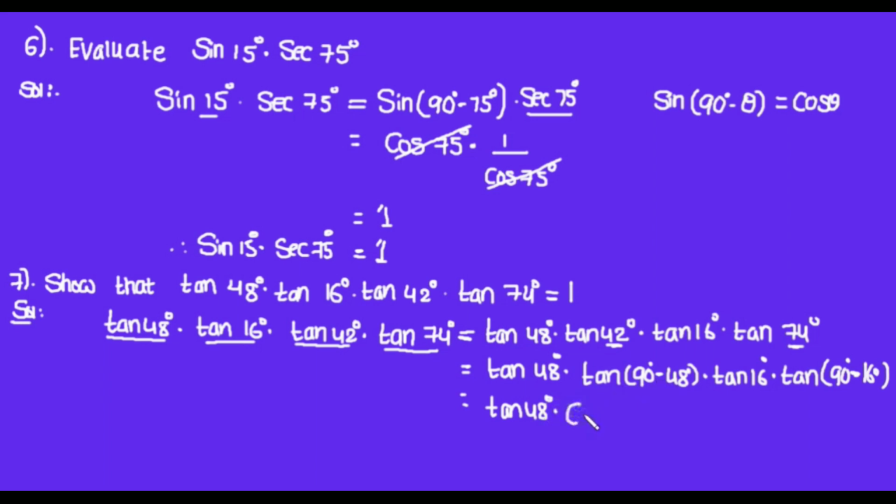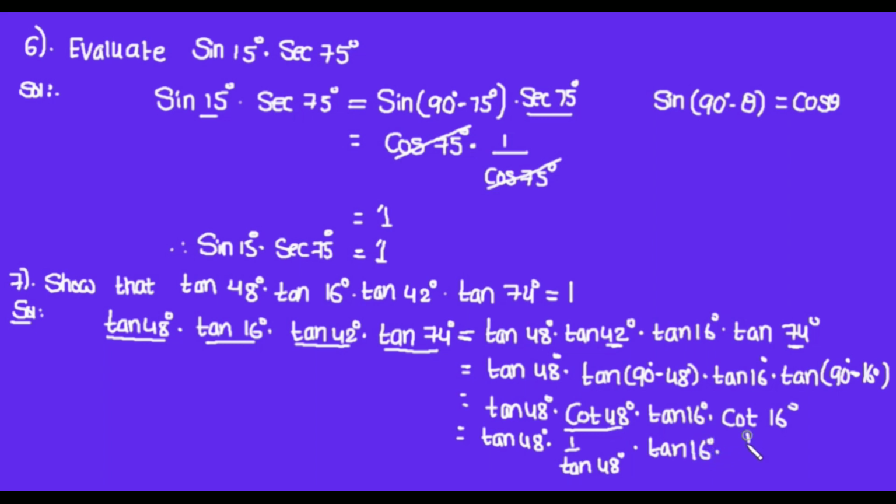We know that tan of 90 minus theta is equal to cot theta. So we can write the above step as tan 48 degrees multiplied by cot 48 degrees, because tan of 90 minus theta is cot theta, multiplied by tan 16 degrees multiplied by cot 16 degrees, because tan of 90 minus 16 is equal to cot 16. We also know that cot theta can be written as 1 by tan theta. So we can write the above step as tan 48 degrees multiplied by 1 by tan 48 degrees multiplied by tan 16 degrees multiplied by 1 by tan 16 degrees.